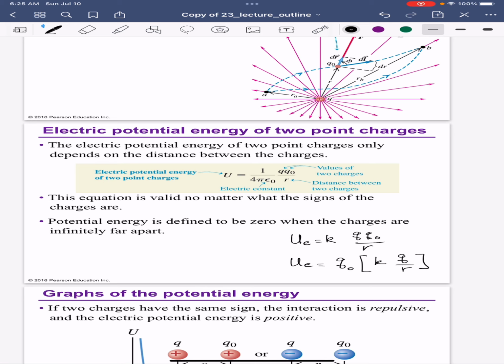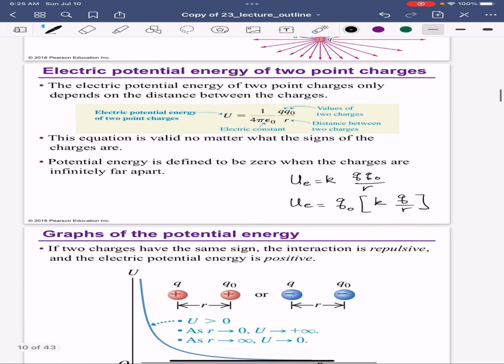Now, of course, potential energy has units of joules, like any other energy. It is defined to be zero when the charges are very far from each other, which means they don't feel the effect of each other. The equation here is valid whatever the sign of the charges is.